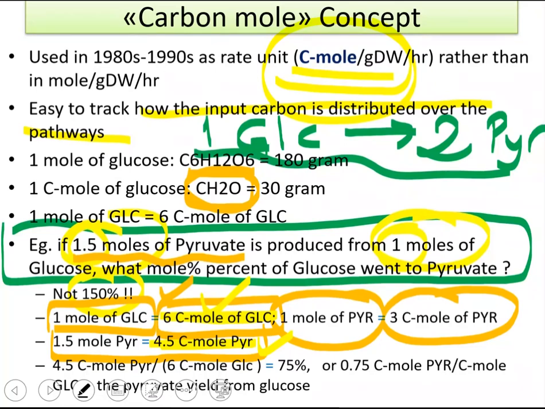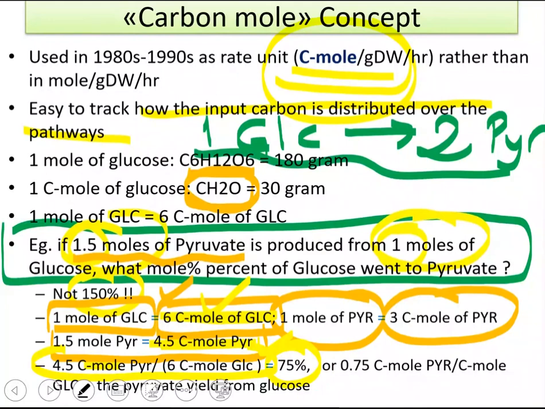So in this case, if I take simply the ratio of pyruvate to glucose in terms of their carbon moles, so 4.5 divided by 6, it is 75%. So 75% of the input glucose went to pyruvate.